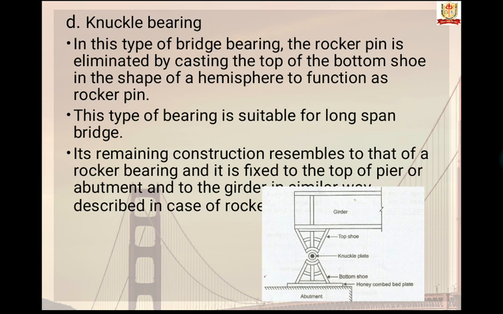Knuckle bearing. In this type of bridge bearing, the rocker pin is eliminated by casting the top of the bottom shoe in the shape of a hemisphere to function as a rocker pin. This type of bearing is suitable for long span bridges, that is, spans over 20 meters. Its remaining construction resembles that of the rocker bearing, and it is fixed to the top of the piers or abutment and to the girder in a similar way as described in the case of rocker bearing.